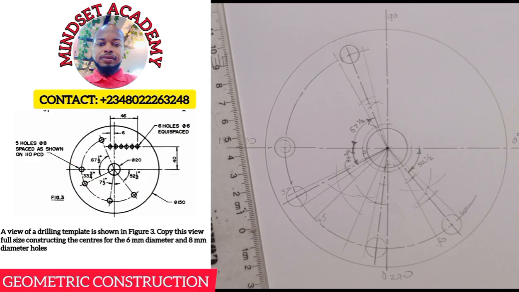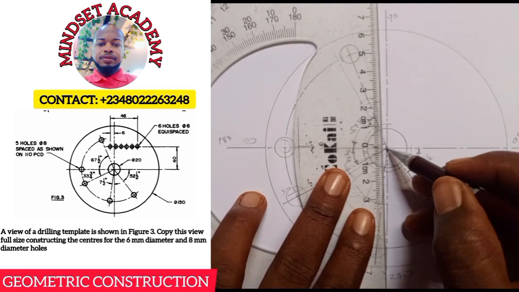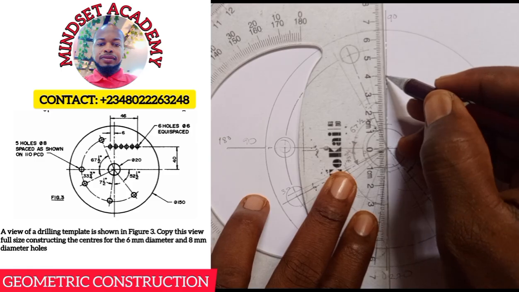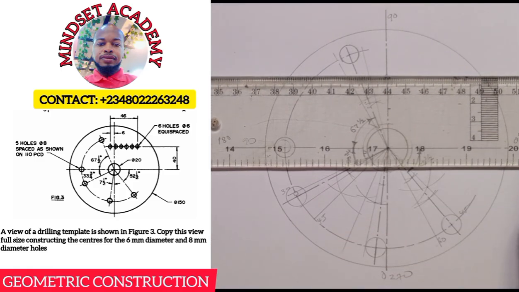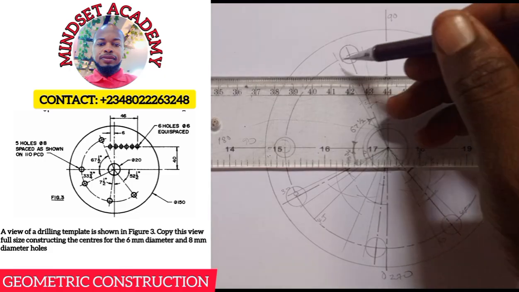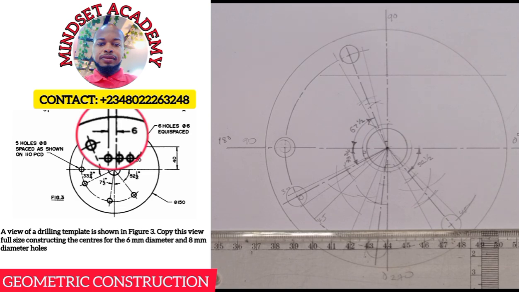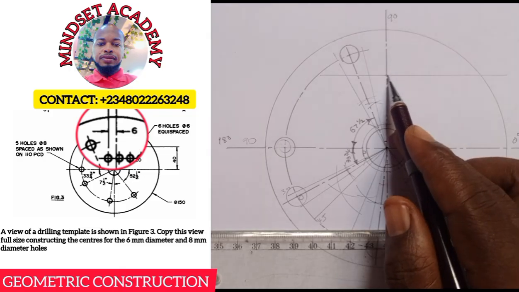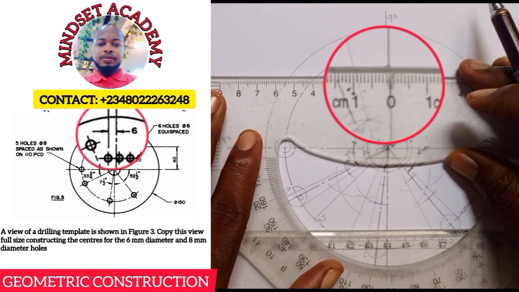So from the center here, I am going to measure 40 upward. So from 0, this is 40 here. Then I'll draw a horizontal line across that point in this manner. Then I'll now measure 6 millimeter away from the point backward, as you can see, from 0 to 6.